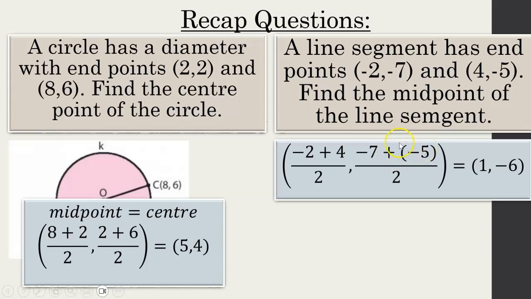If you look back at your operations, you realize that if you add a negative number, that's just the same thing as subtracting it. So -7 plus -5 is the exact same thing as -7 minus 5. You don't really have to worry about the plus. Anyway, -2 plus 4 divided by 2 is going to be 1. -7 minus 5 divided by 2 is going to be -6. So that's going to be the midpoint of that line segment.